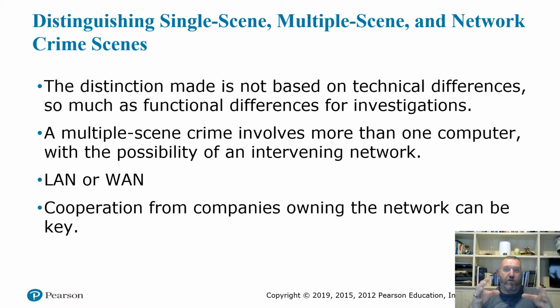In today's world, a multiple scene is probably what you're going to run into. Finding a computer that's standalone, that's never been on the internet, is getting harder and harder. We find more and more people committing crime using the internet, so you're going to have a multi-scene or at least a network-based crime. So you need to know the difference, and you need to know the borders of where the local area network, or the LAN, and where the wide area network, or the WAN, begin.